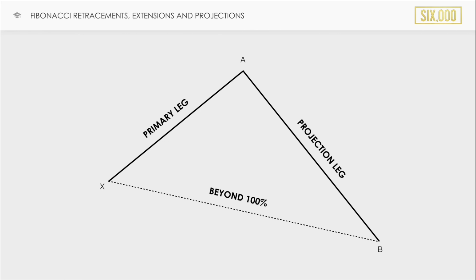So in this situation, it may be twice the length, so it'd be 200%. It may be 1.618, which, don't worry, I will explain what that means in today's module. So again, it might be 1.618 times the size of X to A.